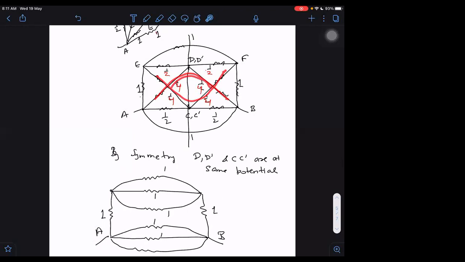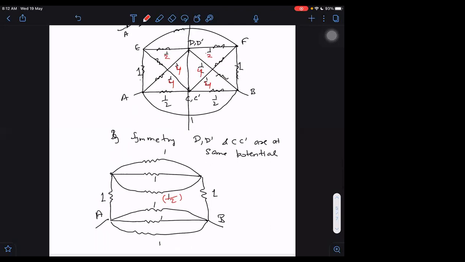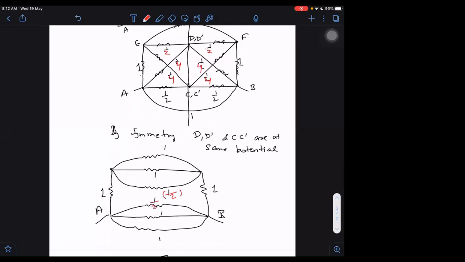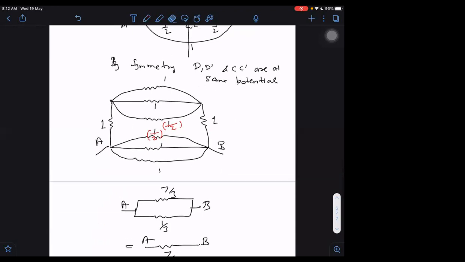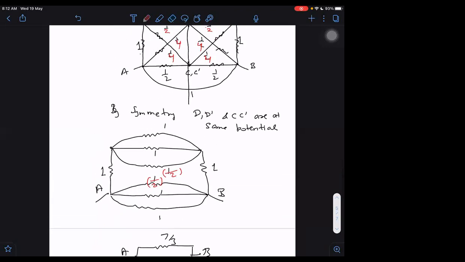If we remove this, 1 by 4 plus 1 by 2 will be 1 by 2. So I will be getting one of these as 1 by 2, and here also I will be getting similarly one of these as 1 by 2. Yes, sir. Just one affected and remaining all same. So, sir, finally EF and AB directly joining, 1 by 2.